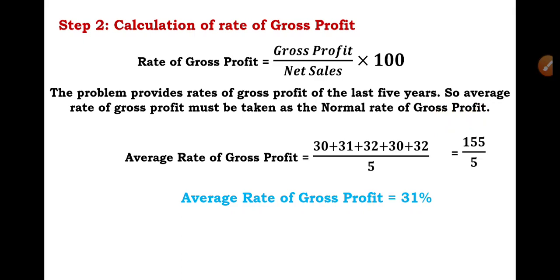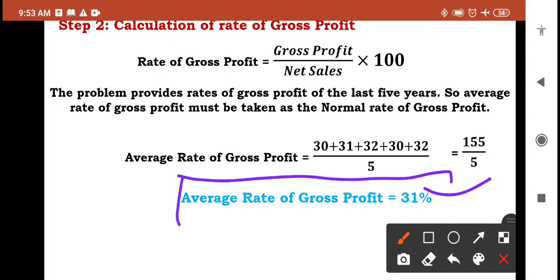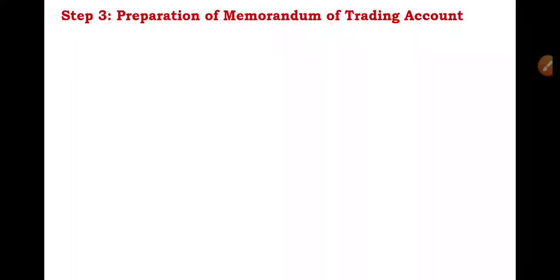Here is the step. Average rate of gross profit is equal to the total of 5 years' rates, 30%, 31%, 32%, 30% and 32%, divided by 5. In order to find the average, total divided by number of years, and the number of years is 5. So you'll get 155 as the total divided by 5. If we calculate as per this, we get an average rate of gross profit of 31%. So that 31% is the average rate of gross profit. Hope you understand.